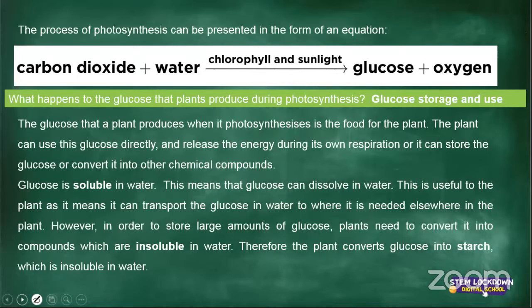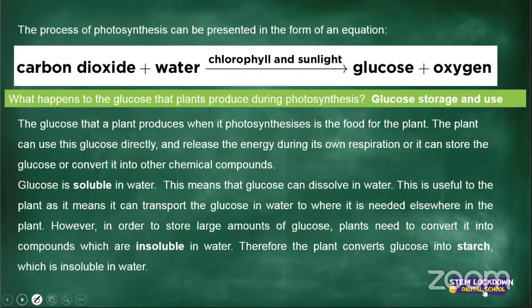However, in order to store large amounts of glucose, plants need to convert it into compounds which are insoluble in water. Therefore, the plant converts glucose into starch, which is insoluble in water.